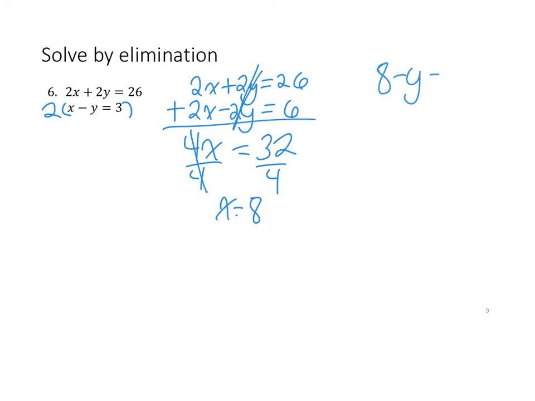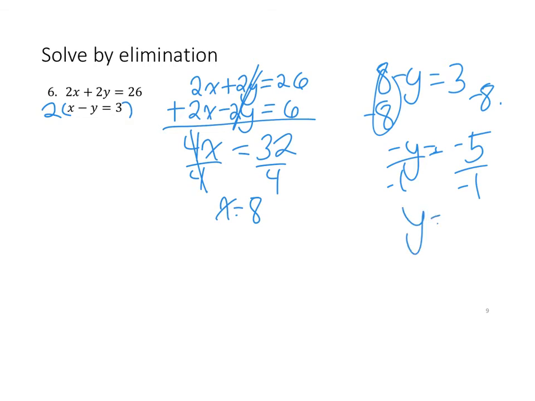8 minus y equals 3. Subtract 8 from both sides. y equals negative 5. 3 minus 8 gives me negative 5. Ooh, this is a negative y, so I'm going to divide by negative 1. Negative 5 divided by negative 1 gives me a positive 5. Because remember, there's always a 1 in front of a variable, especially with a negative sign, so we have to get rid of my negative sign to get the y by itself.